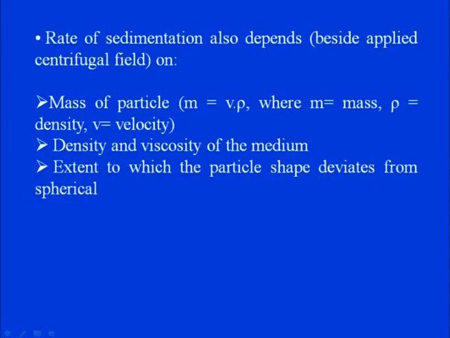Remember, almost all the experiments in centrifugation are done where particles are suspended or put in a liquid medium. It could be different types of liquid medium. And then one factor is the mass of the particle, another is density and viscosity of the medium, and another is the extent to which the particle's shape deviates from the spherical. That is, a particle is an ideal spherical molecule or it is elongated or takes some other kind of shape. Here spherical and aspherical need to be remembered, aspherical like elongated, or also spherical here is considered in terms of non-hydrated and aspherical in terms of hydrated molecule.